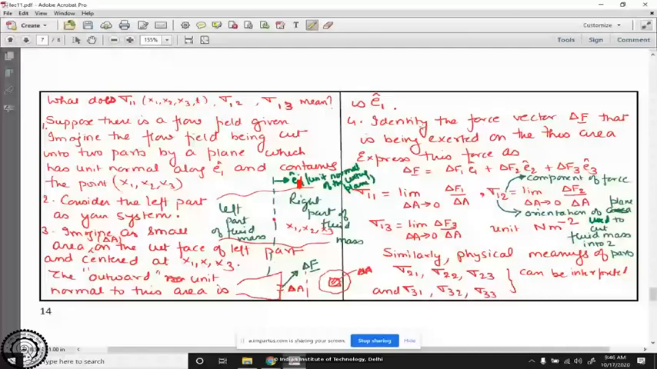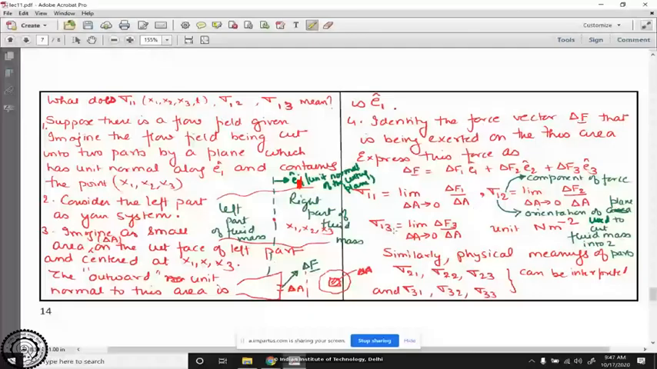Now, on this surface, identify the force vector delta F that is being exerted on this area belonging to the left part. Who is exerting this delta F force? Of course, the part that has been cut and removed. So delta F is the force that the right part of the fluid was exerting on the left part through this area delta A. Let's express this delta F, which is a vector, as delta F1 E1 plus delta F2 E2 plus delta F3 E3, three components in the same Cartesian coordinate system.